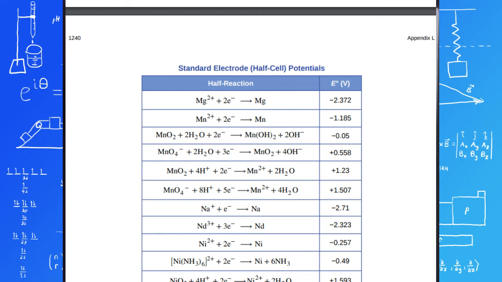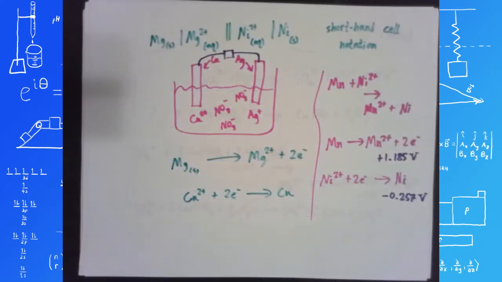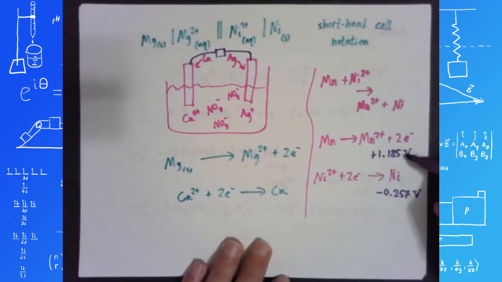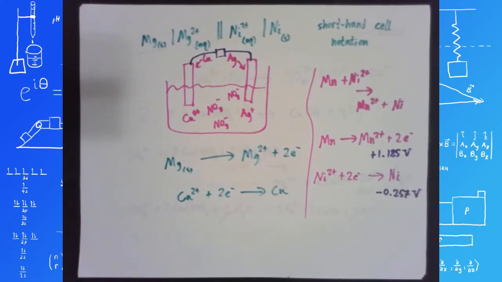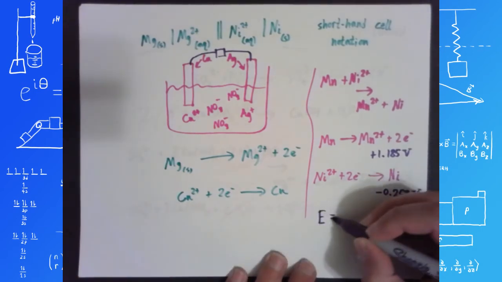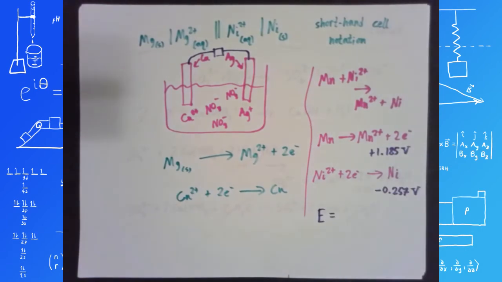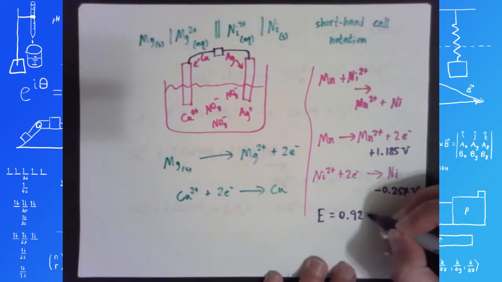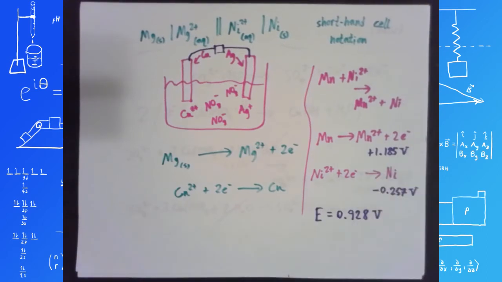Let's switch back to our full camera view. Okay, so positive 1.185 for the oxidation, minus 0.257 for the reduction. Overall, the E cell or E reaction, whatever you want to call it, is going to be equal to 1.185 minus 0.257 is 0.928 volts.